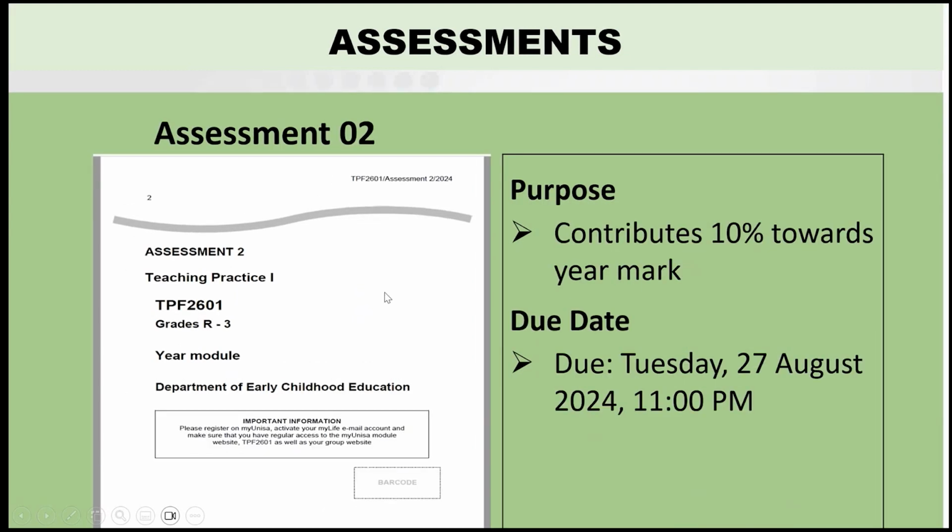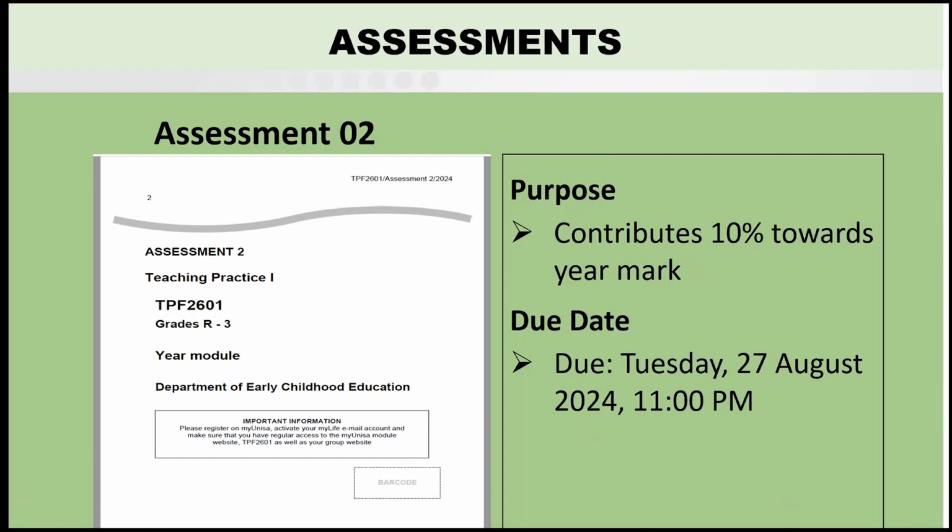Assessment 2. Assessment 2 also contributes 10% towards your year mark. Now, assessment 1 and assessment 2, both of them, contribute 20% towards your year mark. Check the due date. The due date for assessment 2 is 27 August 2024 at 11 p.m. Do not wait for the last minute to submit your assessment. Make sure that you submit your assessment a week before to be on the safe side.